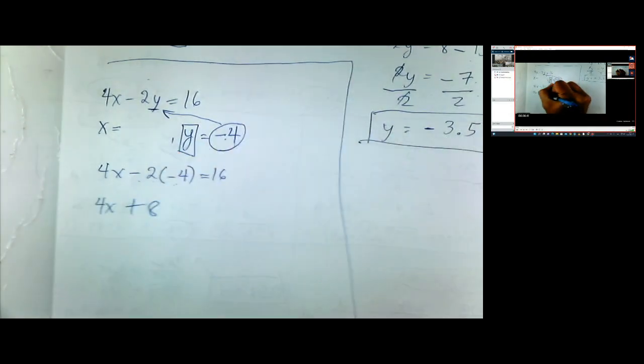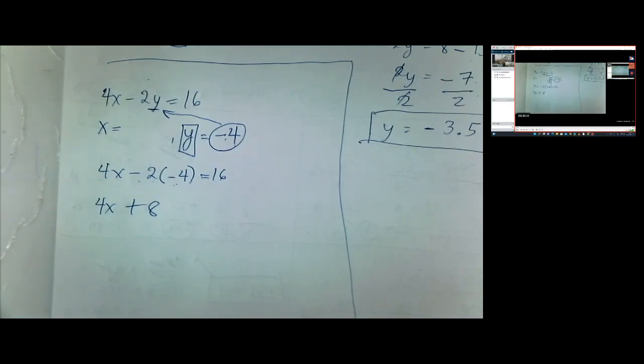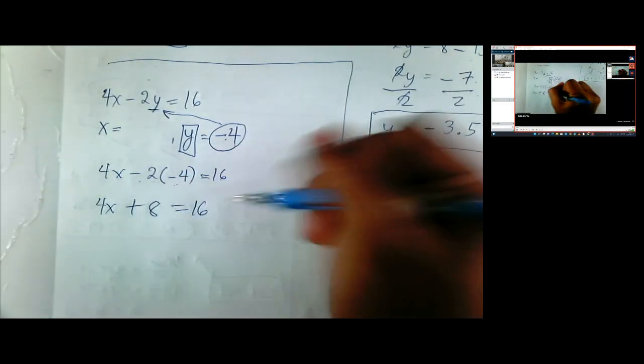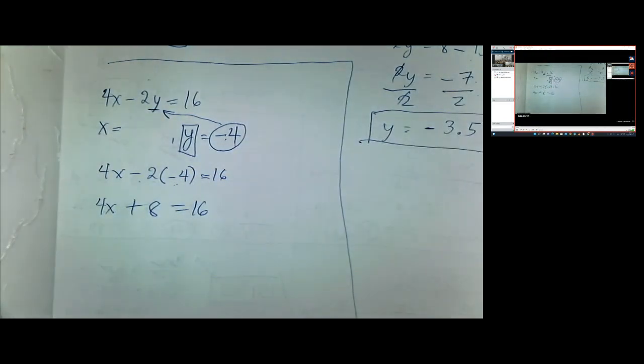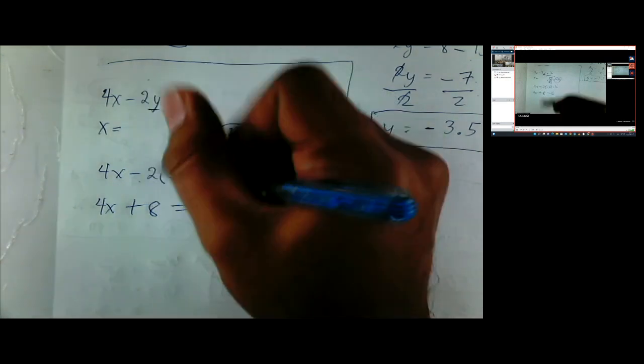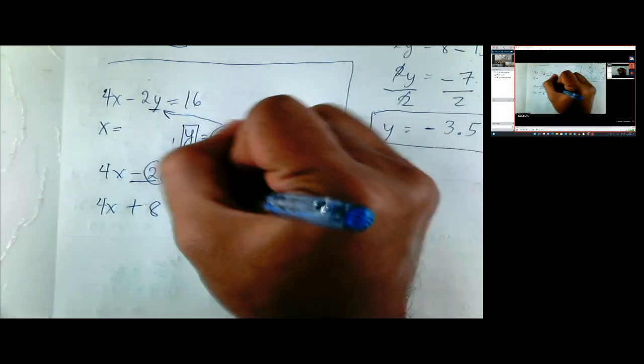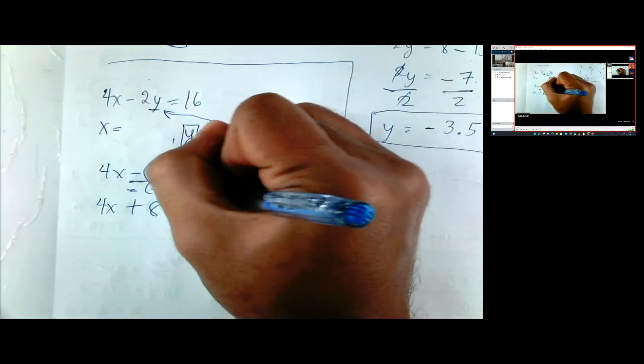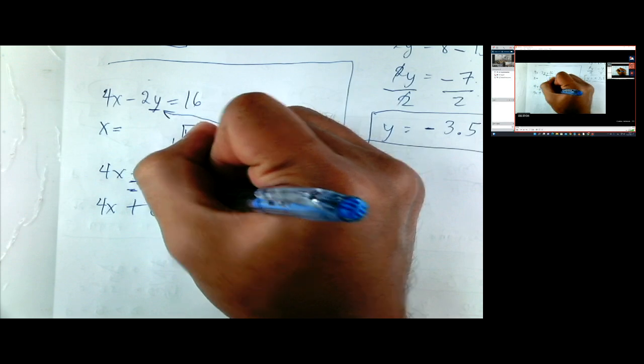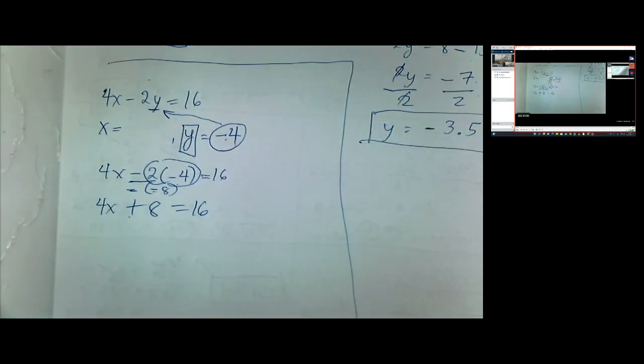That's why we have here positive 8. Is equal to 16. This is negative 2, right? Negative 2 times negative 4, positive 8. 2 times negative 4 is negative 8. Okay? Same, same.